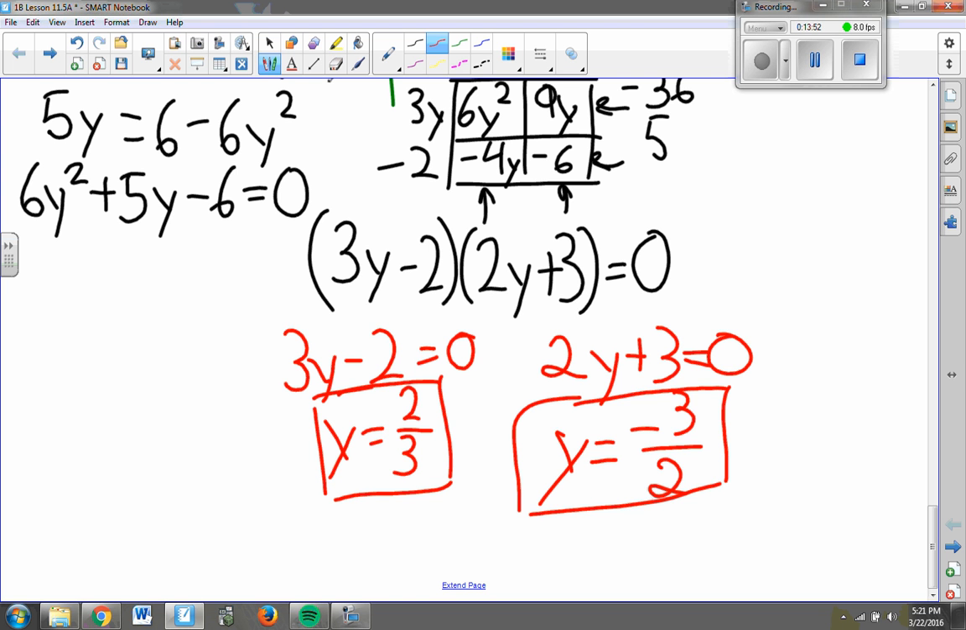If you have questions about how to get rid of fractions using the common denominator, please make note to ask me in class tomorrow.